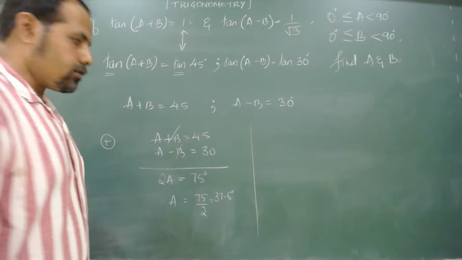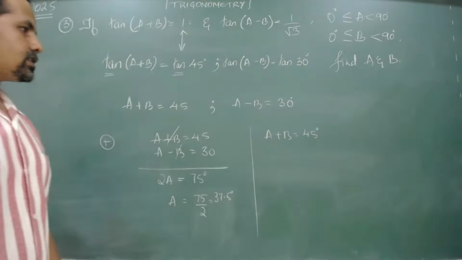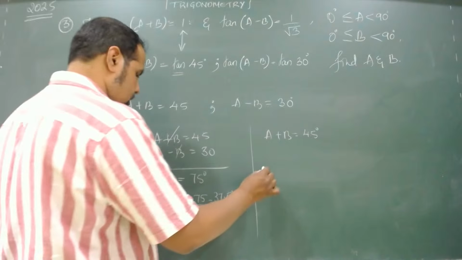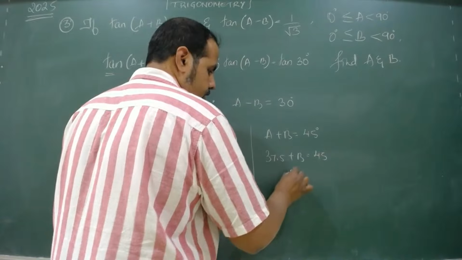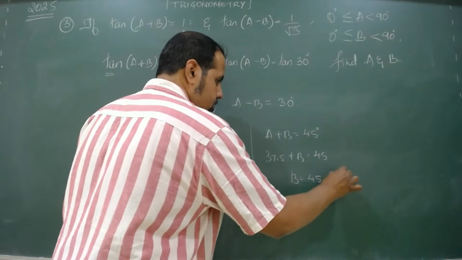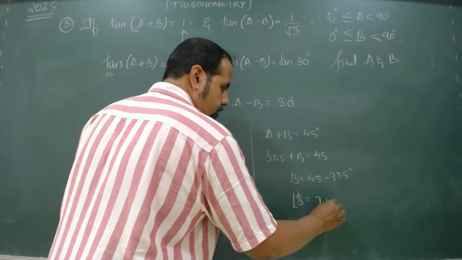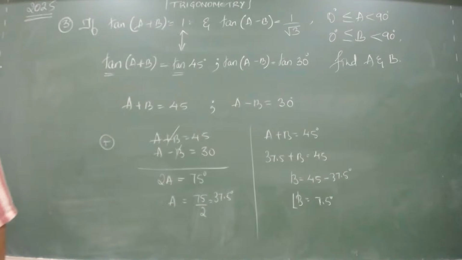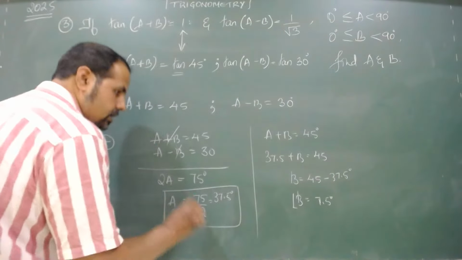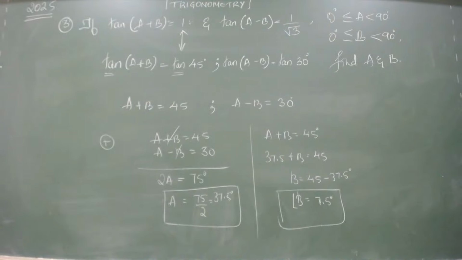Once we find the value of A, can we find the value of B? A plus B is equal to 45. A is 37.5, so 37.5 plus B is equal to 45, and B is equal to 45 minus 37.5, so B is equal to 7.5 degree. Therefore, let me highlight: A is 37.5, and B is 7.5. Please make a note so that we can proceed further.